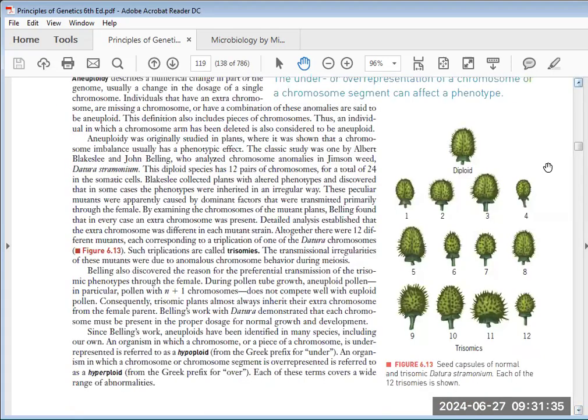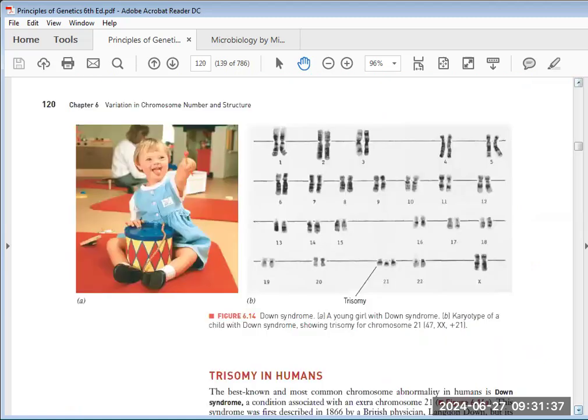Now, you have to look at the example from human beings. Example of trisomy. Look at this child. Do you think this child looks normal or not? Do you think this child is normal? No, sir. Yes or no? Only two choices? Only one student has said no. Okay. It is not a normal child.